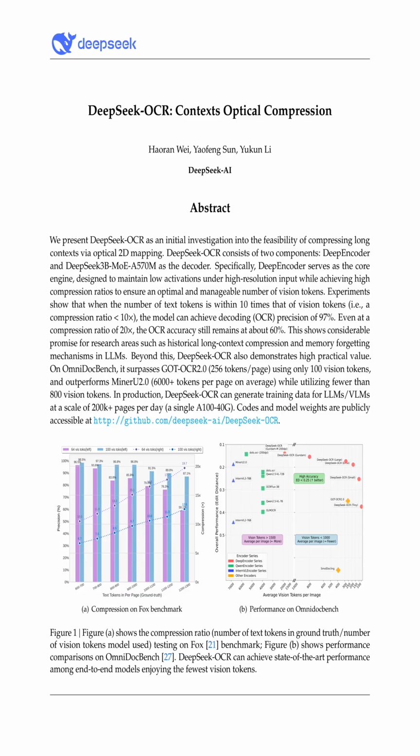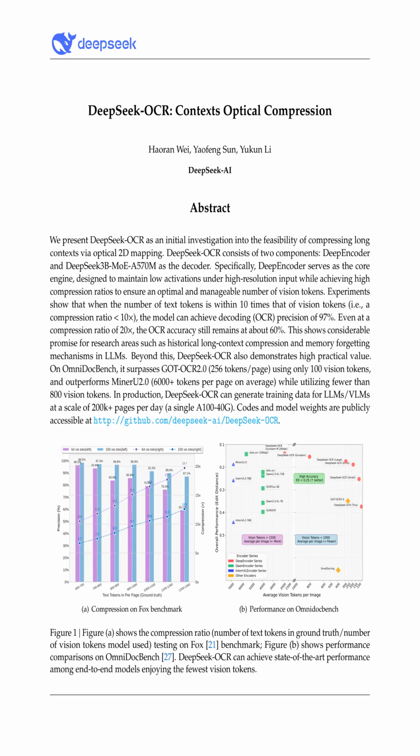DeepSeek-OCR consists of two components, DeepEncoder and DeepSeek3B-MoE-A570M as the decoder. Specifically, DeepEncoder serves as the core engine designed to maintain low activations under high-resolution input while achieving high compression ratios to ensure an optimal and manageable number of vision tokens.